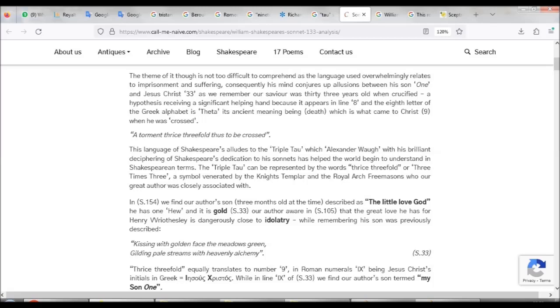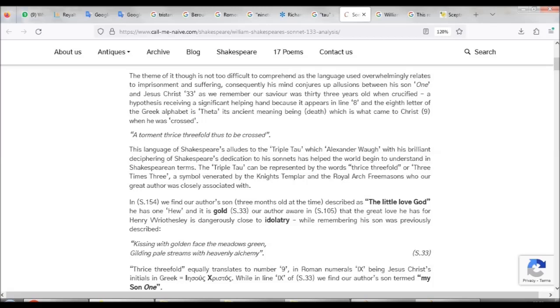The theme of it, though, is not too difficult to comprehend, as the language used overwhelmingly relates to imprisonment and suffering. Consequently, his mind conjures up allusions between his Son, 1, and Jesus Christ, 33, as we remember our Saviour was 33 years old when crucified. The hypothesis receives a significant helping hand because it appears in line 8, and the 8th letter of the Greek alphabet is theta, its ancient meaning being death, which is what came to Christ when he was crossed.